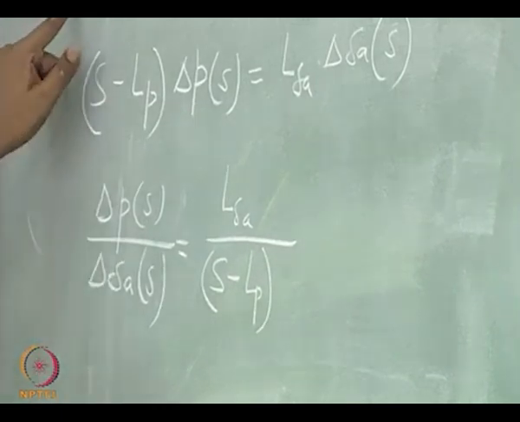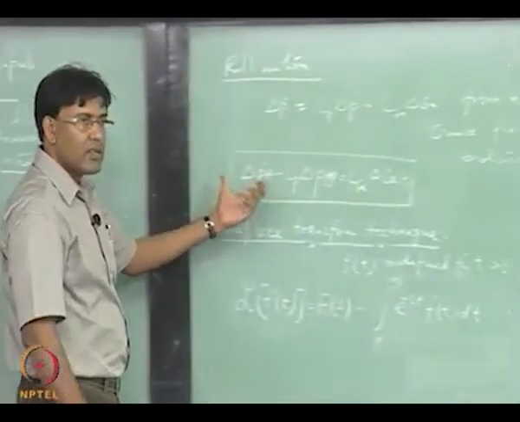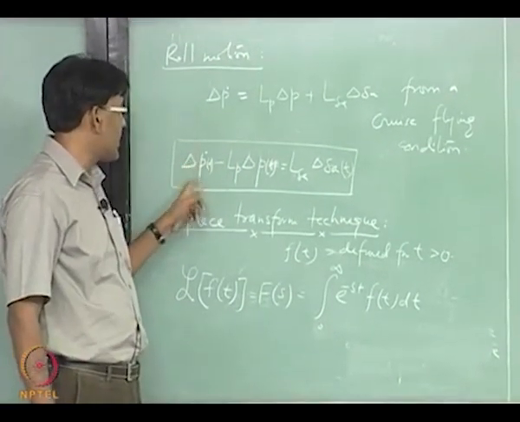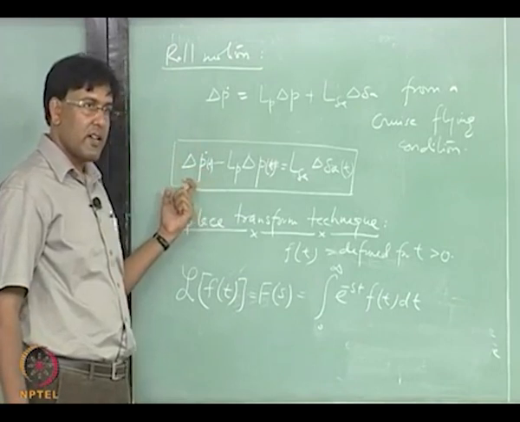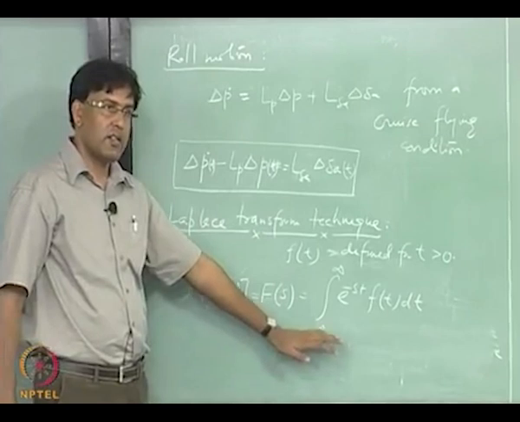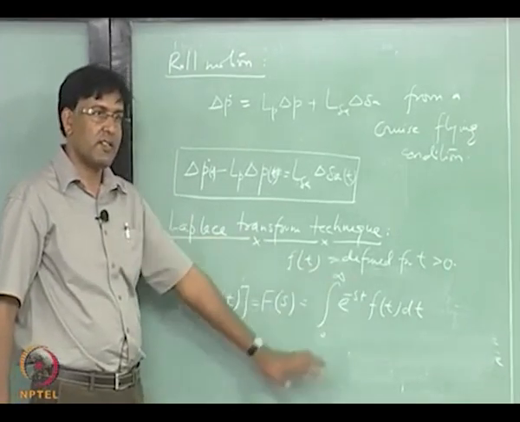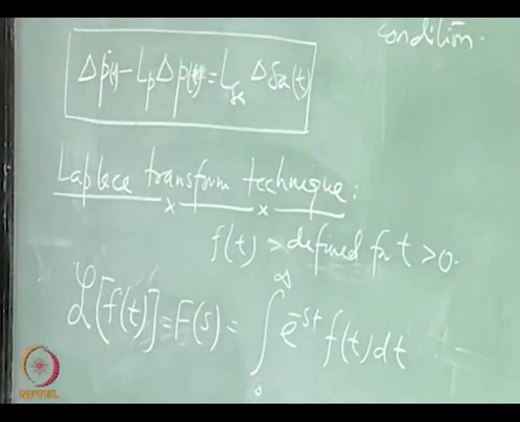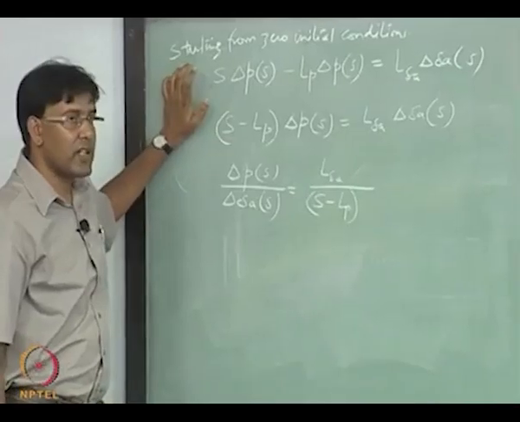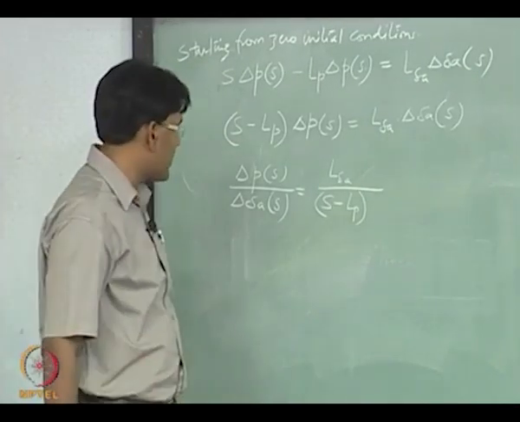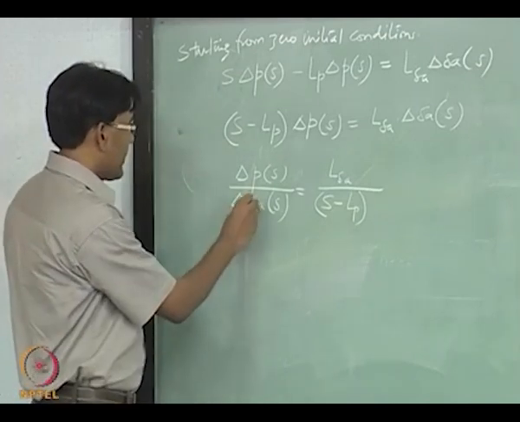This, from this equation, is d delta p over dt. Now you can use this formula to convert it to Laplace form, right. So for 0 initial conditions, so delta p(0) is 0, this is what you will get.